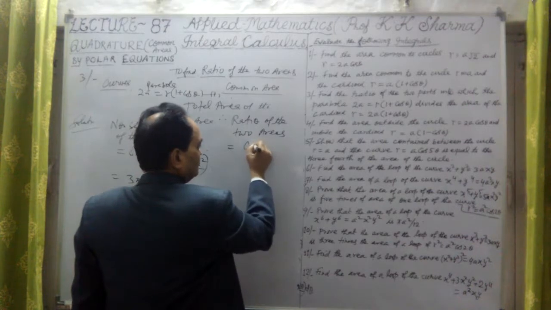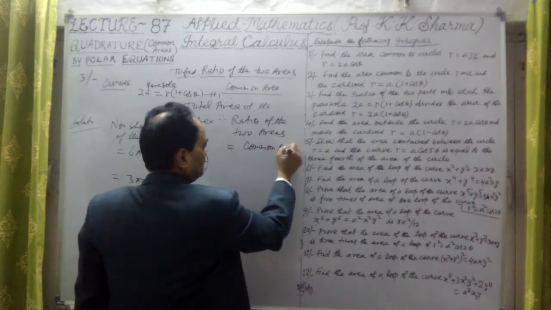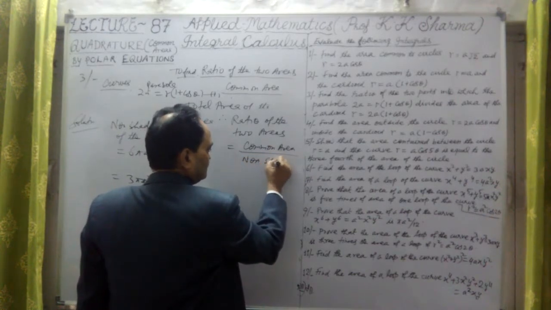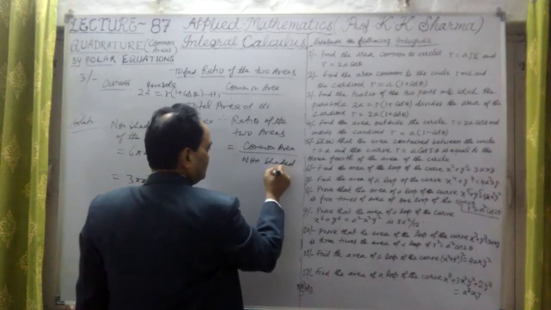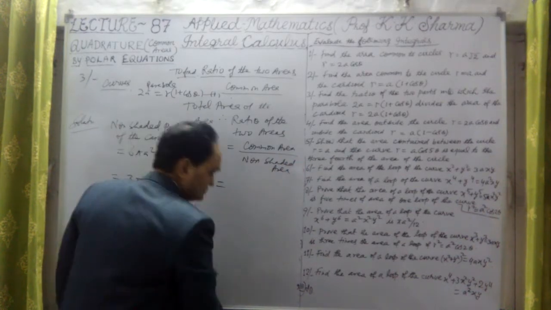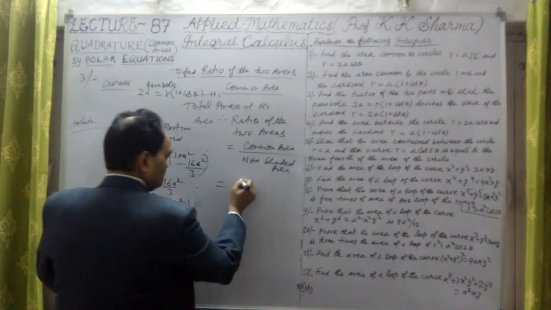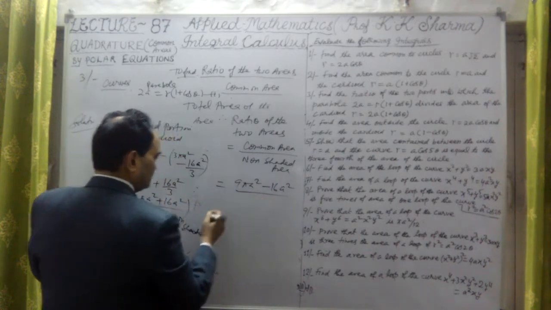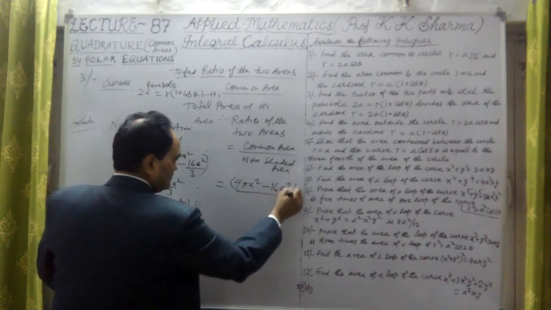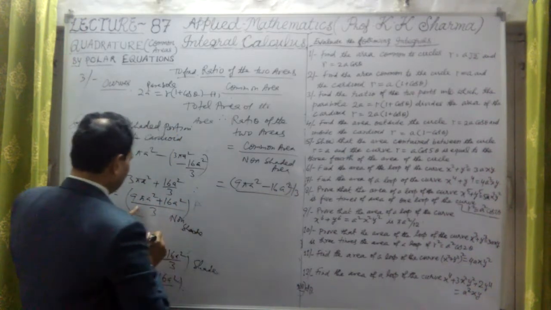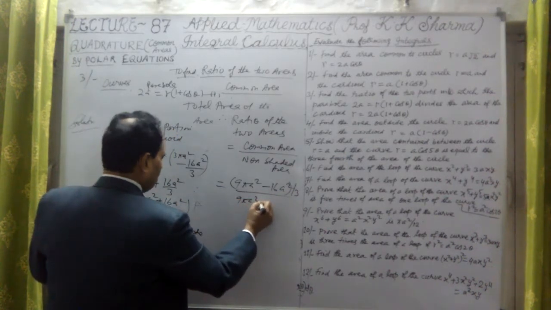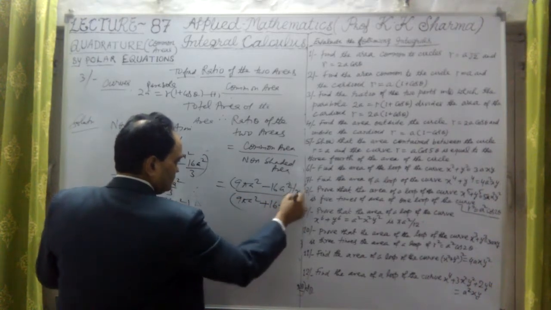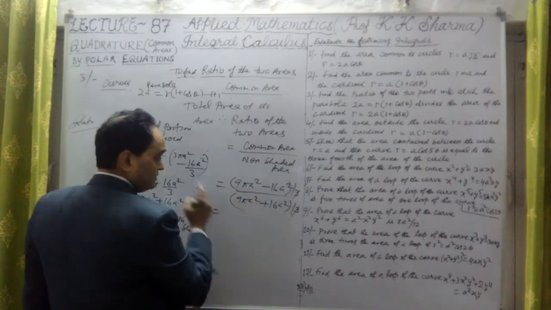Here is common area or shaded portion divided by non-common or non-shaded portion, non-shaded area. So first common area is this much, which is 9 pi A square minus 16 A square, A square can be taken common, upon 3 it was. This is upon 3 divided by 9 pi A square plus 16 A square upon 3. Now this 3 cancels out. Okay, only A square can be taken out.